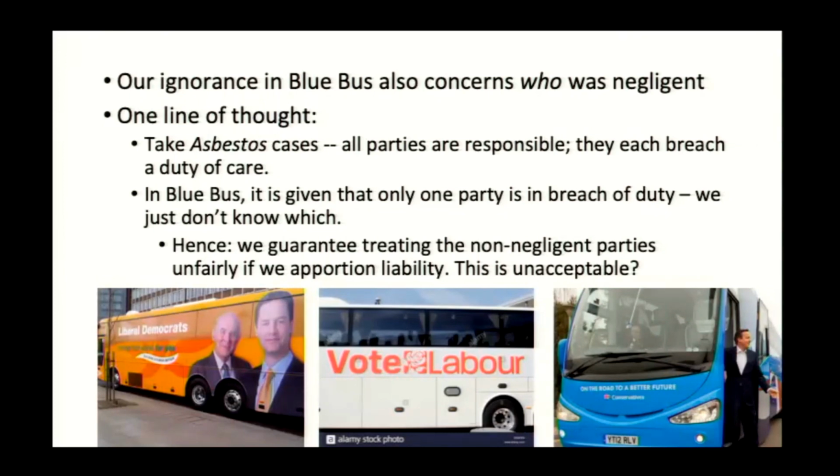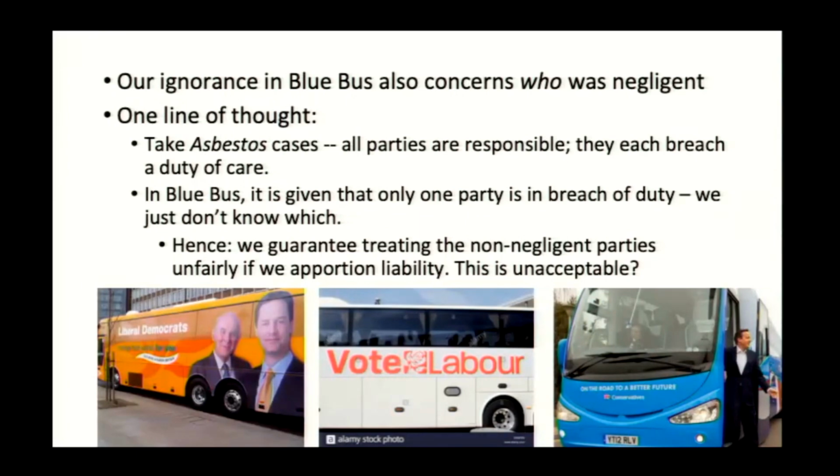In the asbestos case, we've got no worry about holding all the parties financially responsible, because we've assumed prior that they're all negligent. So that's why we feel quite happy about holding the employers financially responsible, because we think they've all acted in a negligent way. But in the blue bus case, only one of them has acted negligently. We just don't know who it is. So hence, it would be unfair to treat the non-negligent parties unfairly if we apportion liability based on something like market share.